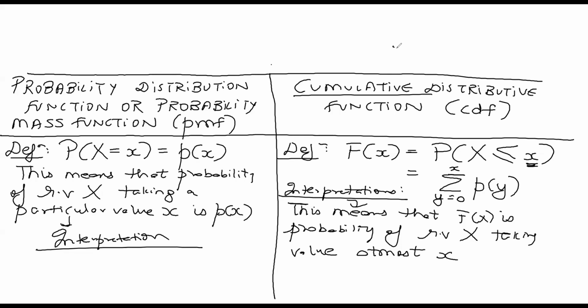Cumulative distribution function by definition is given by capital F of x is the probability that capital X takes the value either less than small x or equal to small x. Which I can write like this: y going from 0 to this small x, p of y. So in words it means the random variable x takes the value at the most x.